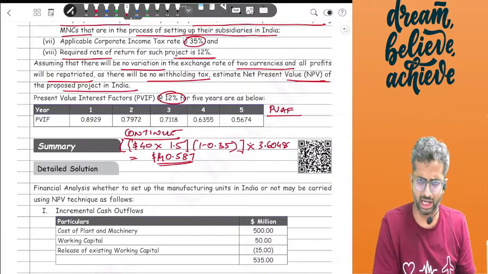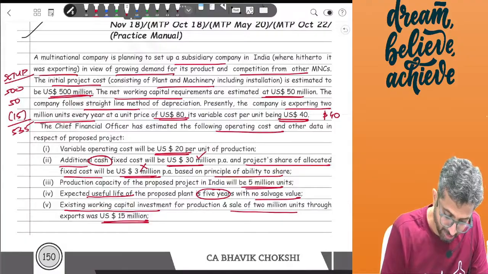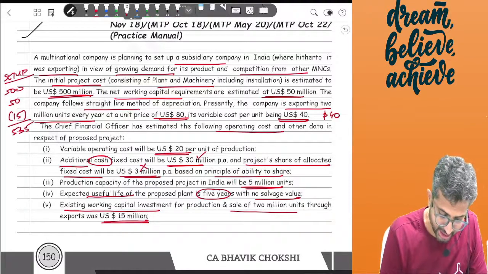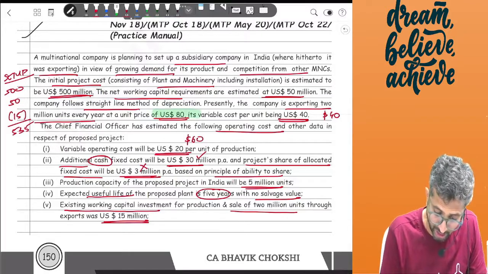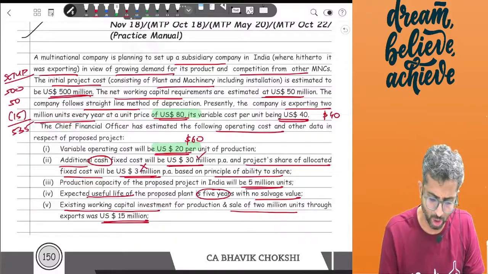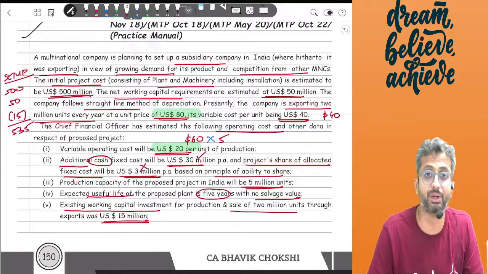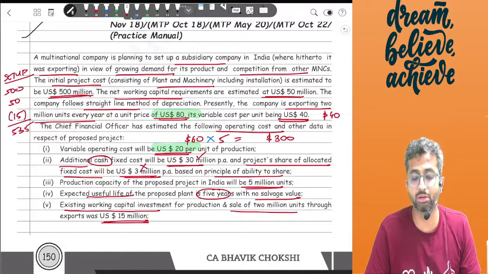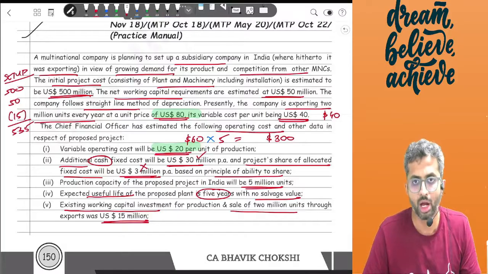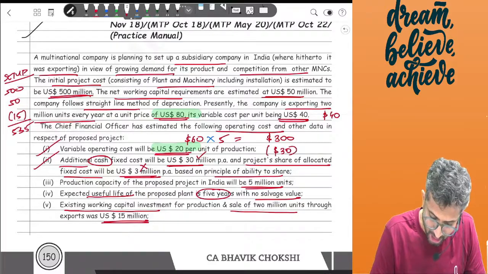I can even do differential analysis if I want to. However, if I were to set up this new project, then my cash inflow will be, well, I will sell it still at 80. 80 minus 20, my contribution will be 60. Remember, my selling price is not changing whether I export or whether I manufacture, but my variable cost will fall. So this is 60. And 60 into, this time around, I will have a capacity of 5 million units. I will assume this is fully utilized, and hence 300 million will be my total sales or contribution over here. Then additional cash fixed cost will be 30. So minus 30. Okay. Production capacity, expected useful life.